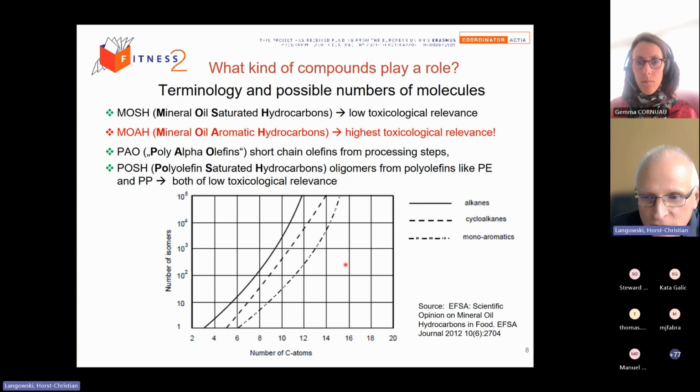To talk about the number of compounds we have, this is from an EFSA journal. You see that, for instance, if you have 10 carbon atoms, you already have between 100 and 1,000 different compounds. And if you come to 14 carbon atoms, you already have 10 to the power of 5. And for higher numbers of carbon atoms, you may even have millions of different compounds in your residues.